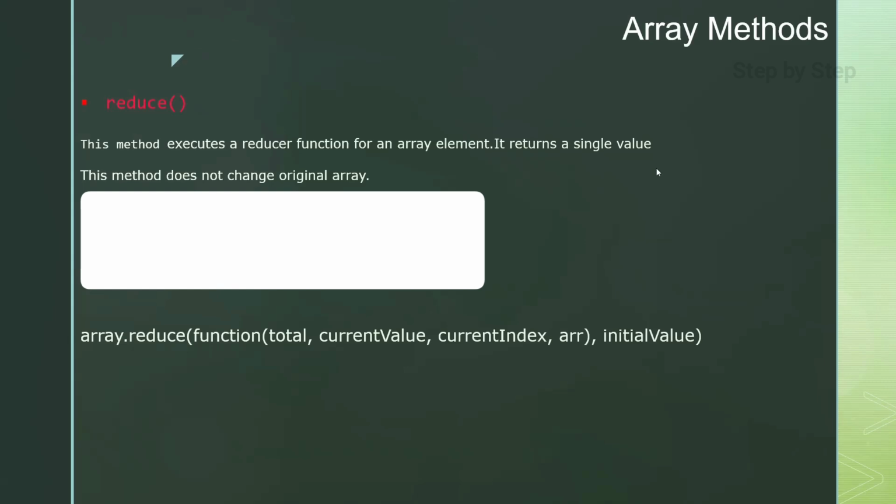If I want to subtract that one, 1 minus 2 minus 3, I will be getting the result in a single value. If I want to multiply, then also all the numbers will be multiplied, and I will be getting a single digit value as my result. And this method will also not change the original array, our original array will not get affected because of this reduce method. And this will be the syntax, array dot reduce. Inside this we will be passing the function, total value, current value, current index and array, and this initial value is optional. I will be telling you what this parameter means.